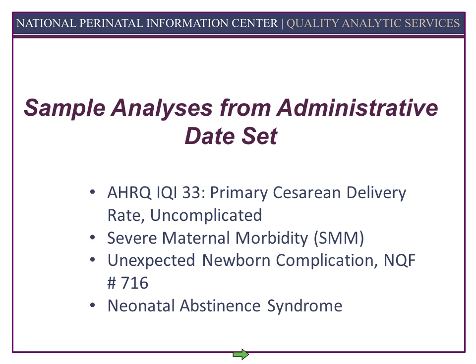So I want to show you some samples from using the administrative data set, and we did have one correction. I apologize. On the initial slide, we said we were going to look at PSI 17. We're actually going to look at unexpected newborn complications, which is an NQF measure. But these are the two maternal: we're going to talk about IQI 33, which is primary cesarean delivery rate, uncomplicated, and severe maternal morbidity, for which those of you that are involved with the AIM initiative, if you are an AIM state, you know that this is the metric being used for that AIM initiative.